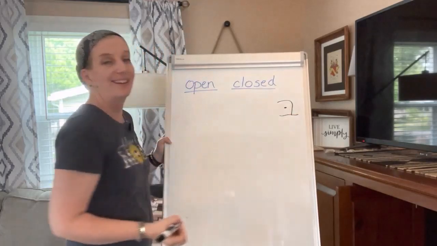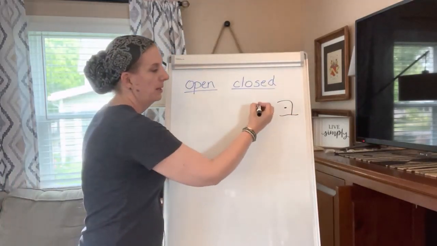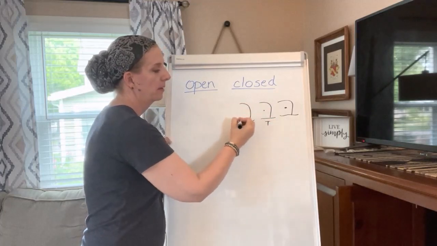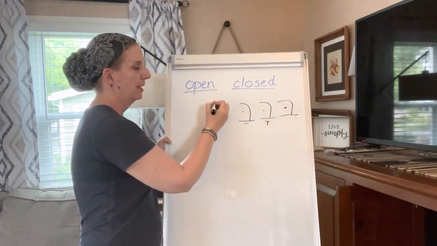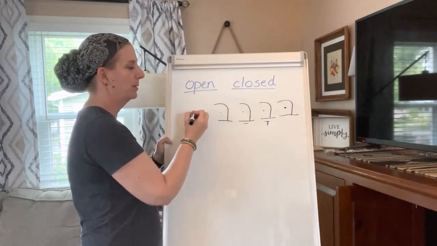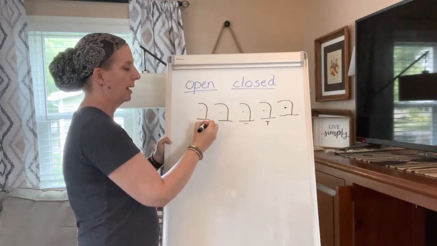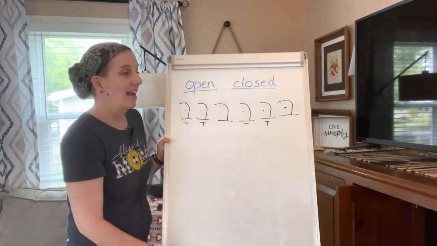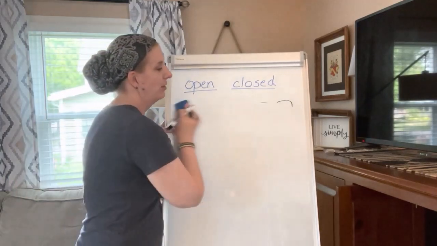You got to have that. So you're going to write b, ba, ba, and do it again. Just keep b, ba, ba. Okay? Then one last time for the tav that you learned today.